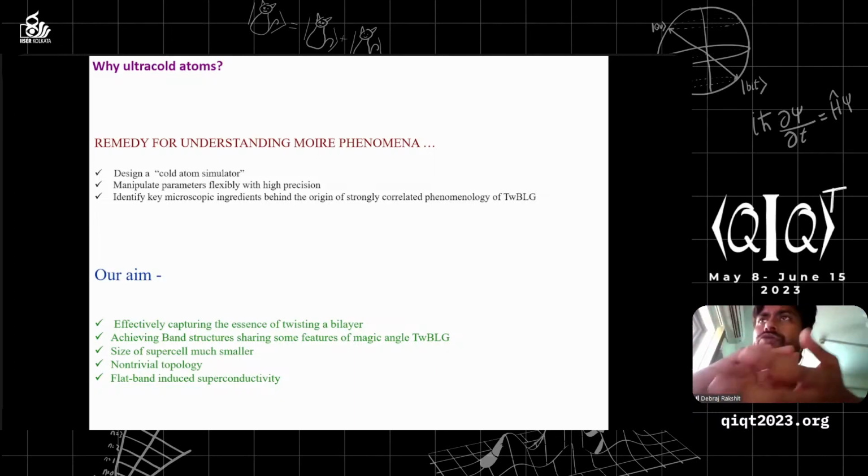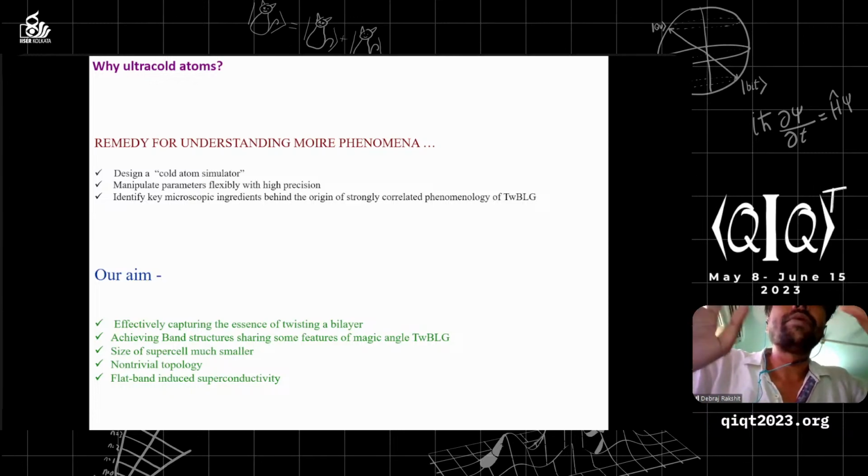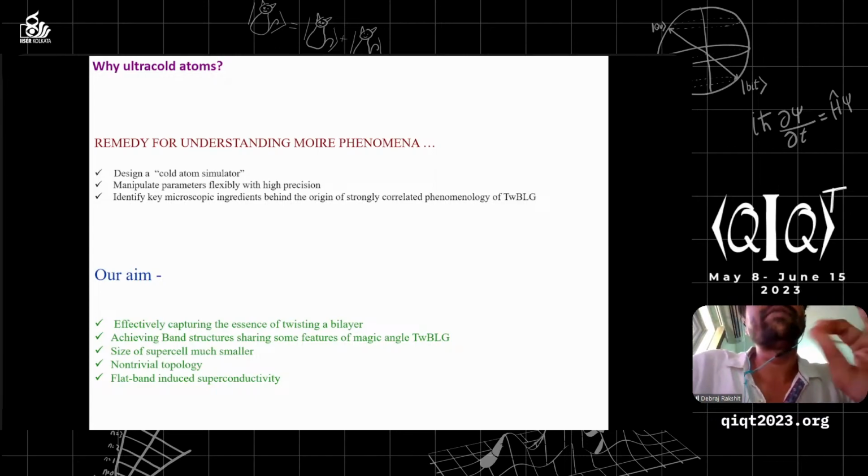We are talking about twisted bilayer graphene and things like that. So what is our idea? Our idea is to design a cold atom simulator and then manipulate its parameters, meaning we know that there will be parameters that we can manipulate very flexibly and with high precision. And then through this simulator, if this experiment is done, we want to get some key microscopic understanding behind the origin of the strongly correlated phenomenology that we are talking about in twisted bilayer graphene.